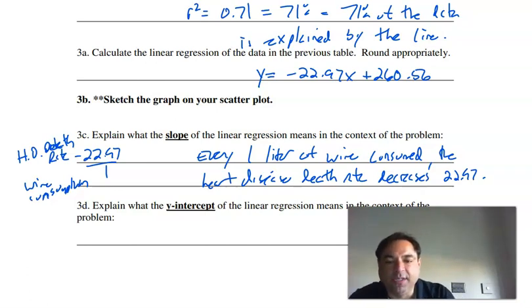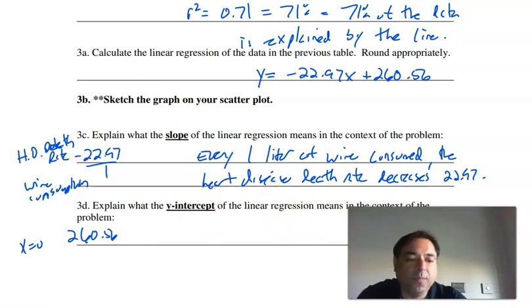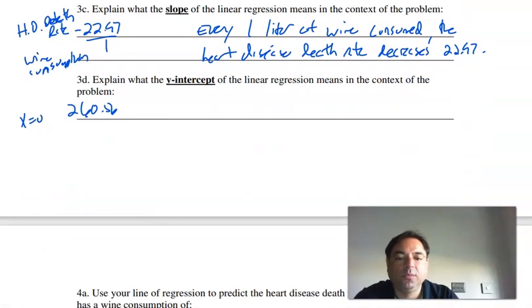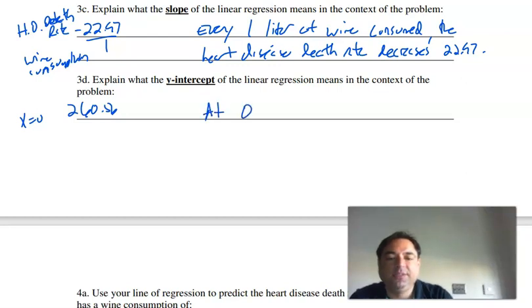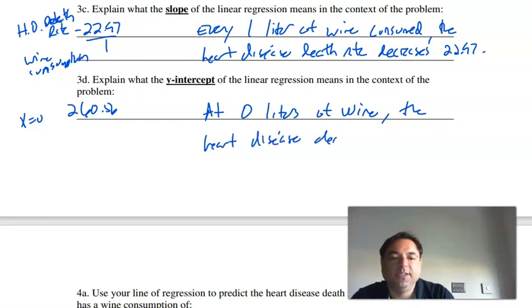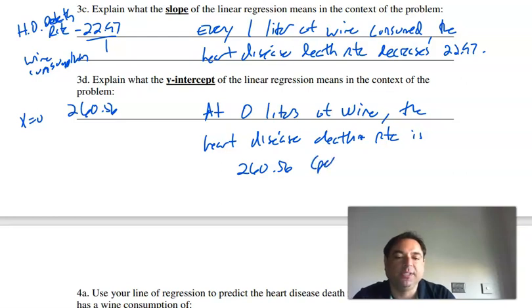The y-intercept is a number on its own, the 260.56. And remember, the y-intercept is when x is 0. X is wine consumption. So, at 0 liters of wine, the heart disease death rate is 260.56, technically per 100,000. Okay, put it up there if you want as well, per 100,000.